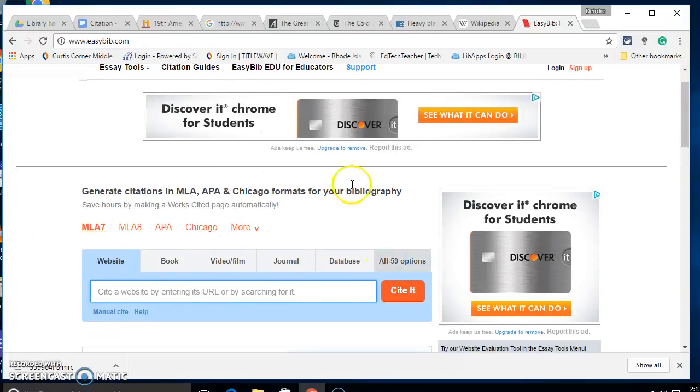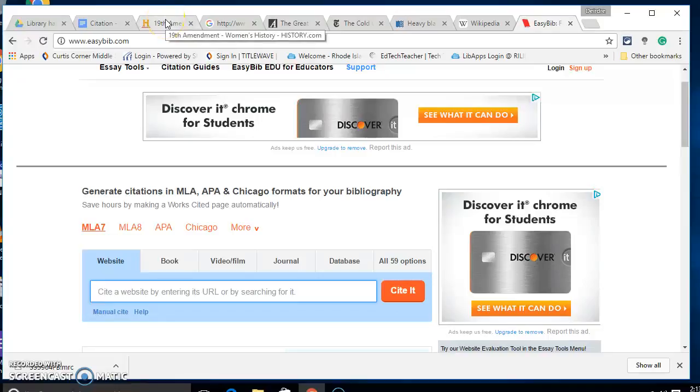Second thing is you're going to come down to this part of the page, and you're going to have to ask yourself what it is that you are trying to cite. And you'll notice that they give you some choices and that there are 59 options. But the most important thing to remember at this point is that just because you found it on the internet doesn't mean that you are citing a website. You may actually be citing a newspaper that is online or a magazine that is online.